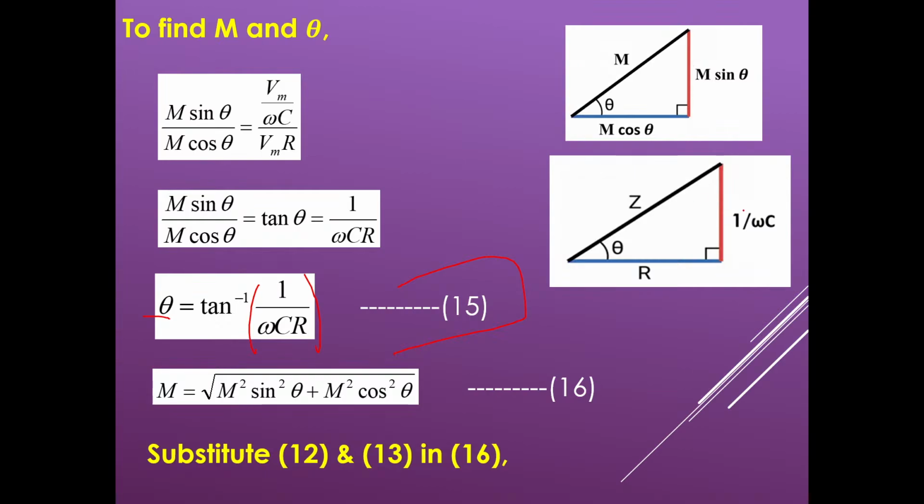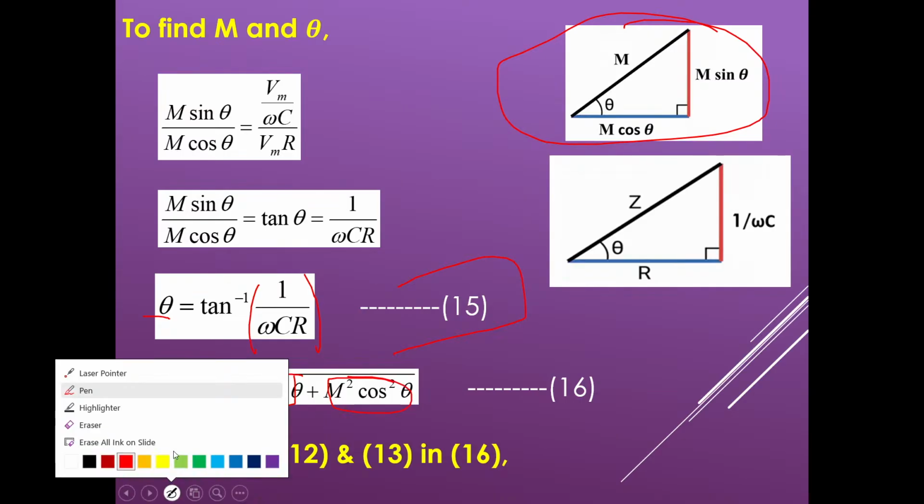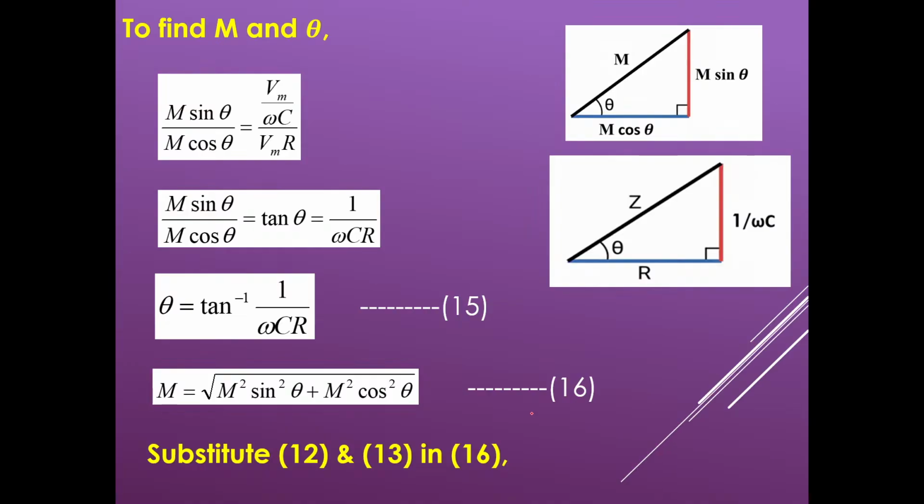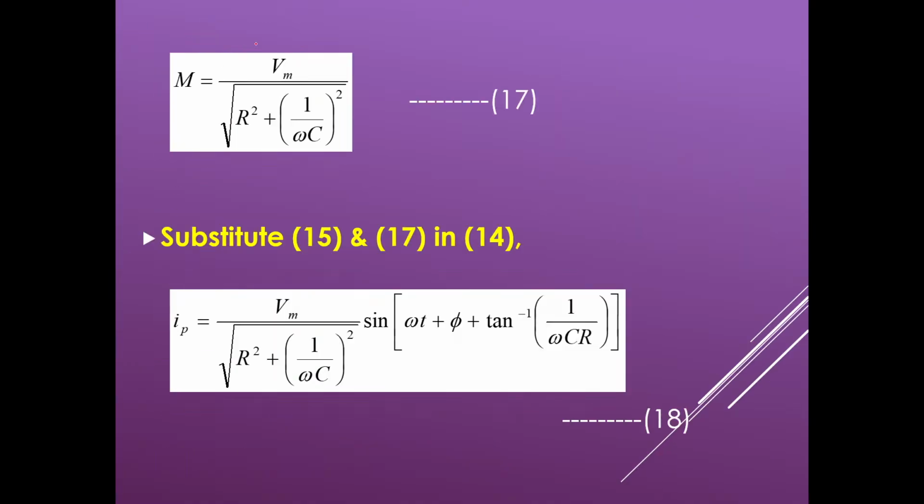Now from the first triangle, what is m? m equals root of m square sine square theta plus m square cos square theta. Substitute the m sine theta value from equation 12 and the m cos theta value from equation 13, and simplify. You will get m equal to Vm by root of R square plus (1 by omega C) whole square. That is our equation 17.